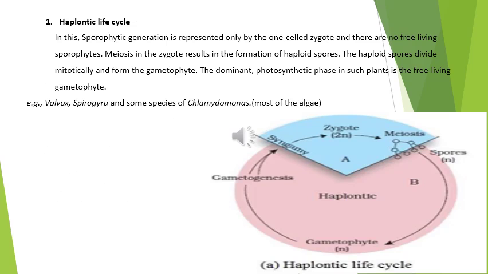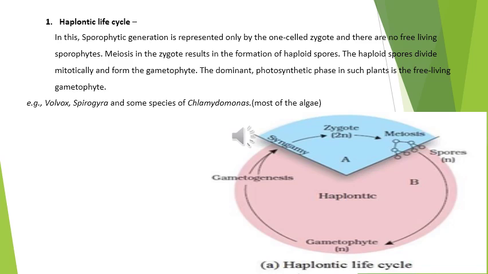So now let's study the different life cycles of the plants. Here, with the help of a diagram, I am showing you the haplontic life cycle of a plant. In this, the sporophytic generation is represented only by the one-celled zygote, and there are no free-living sporophytes. Meiosis leads to the formation of haploid spores. Haploid spores divide mitotically and form gametophytes.